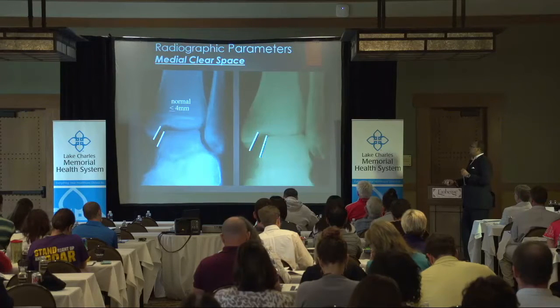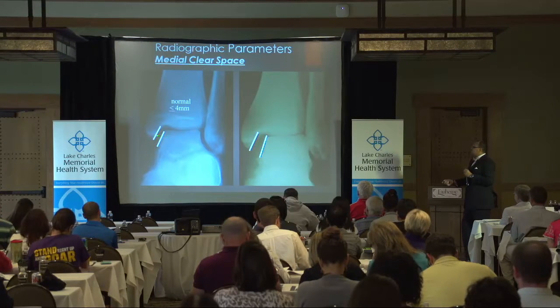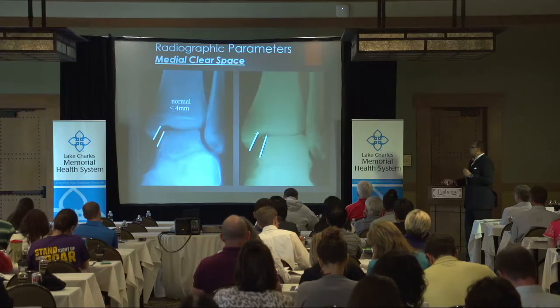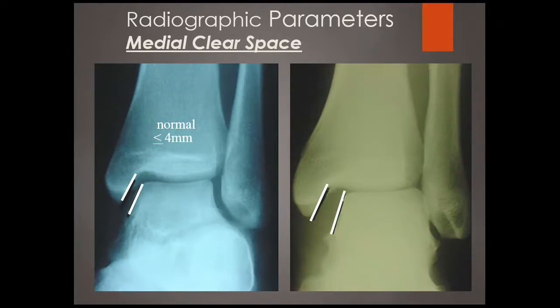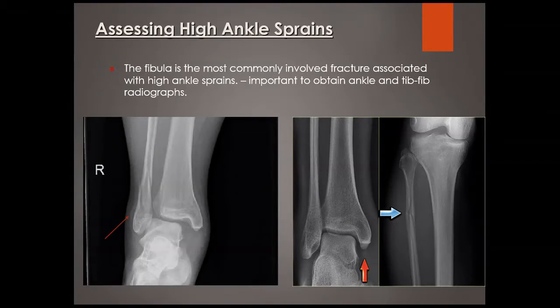Next is medial clear space. Less than 4, normal. Greater than 4, abnormal. So, like we talked about, radiographically, weight-bearing images are key. And oftentimes they're not always this obvious. You're not always going to see the increased medial clear space. You're not always going to see the associated fibular fracture.